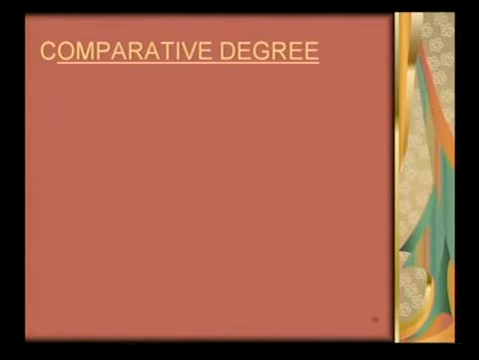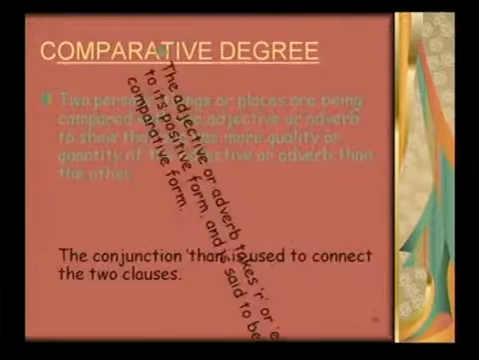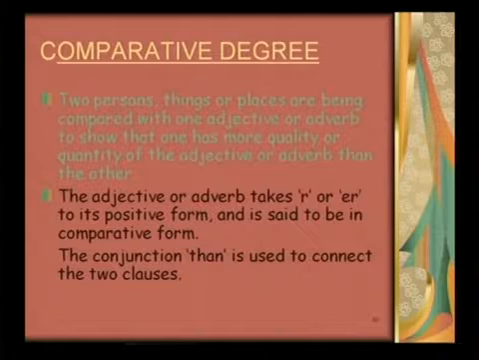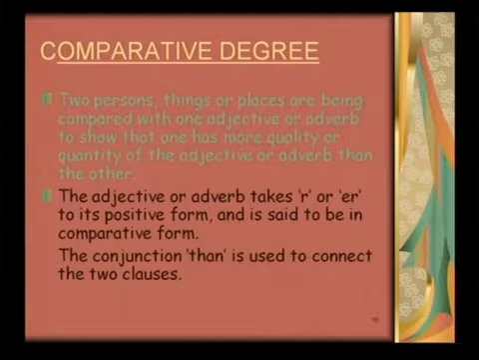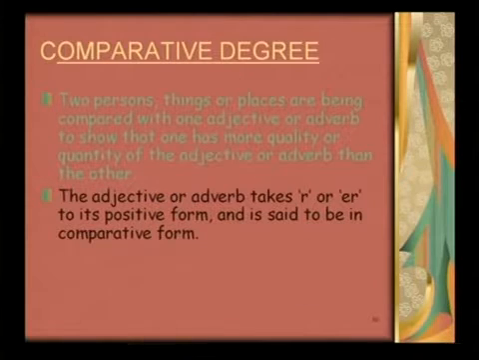Comparative degree. What is comparative degree? Two persons, things or places are being compared with one adjective or adverb to show that one has more quality or quantity of the adjective or adverb than the other. The adjective or adverb takes er to its positive form and is said to be in comparative form. The conjunction than is used to connect the two clauses.